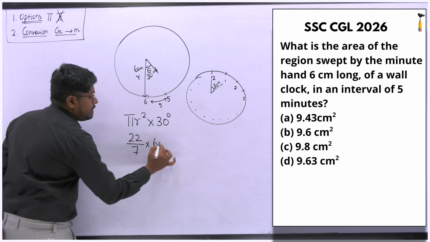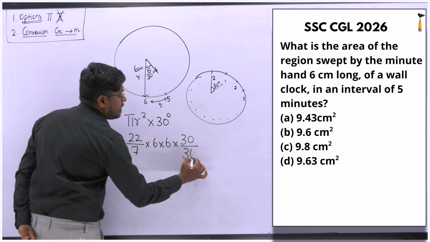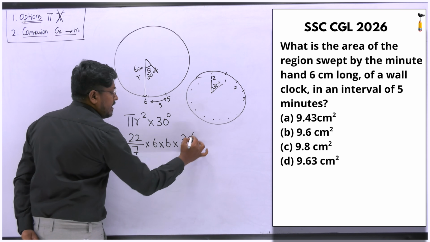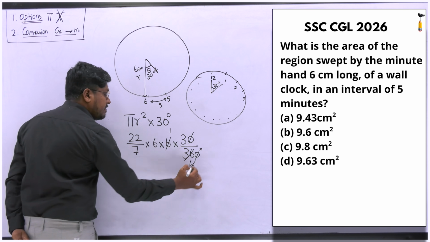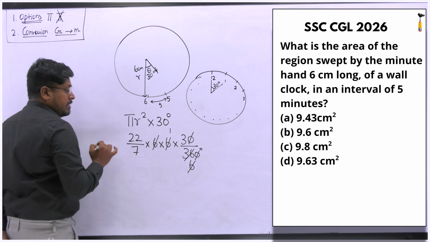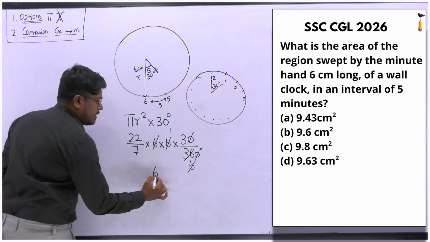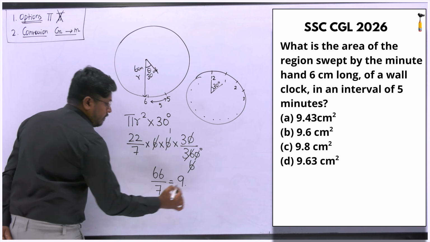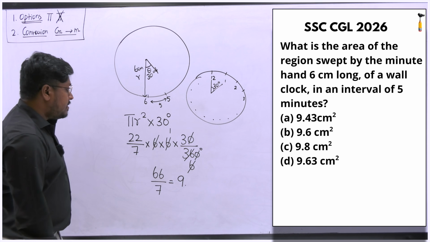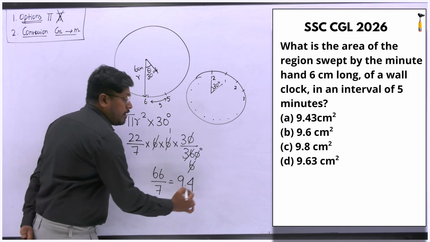So radius will be 6 into 6. 30 degree can be written as 30 divided by 360. That's it. So we can cancel it. 1 6 are 6. 6 6 are 36. We can cancel 6 and 6 here. So now, that's it. We can't cancel further. So 66 by 7. 9 7s are 63. So remaining we have 3. 7 4s are 28. 9.4 something.